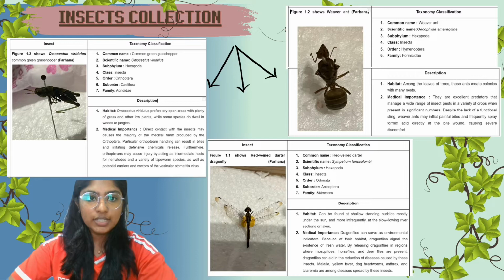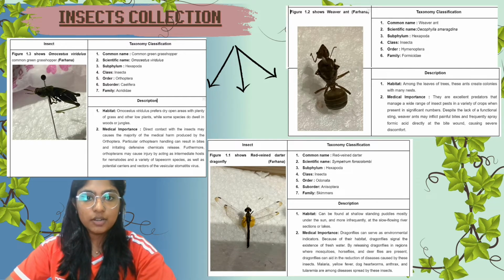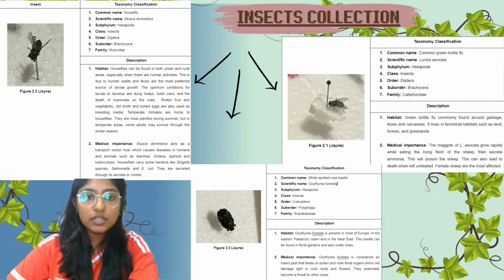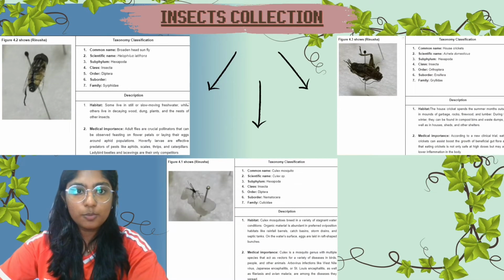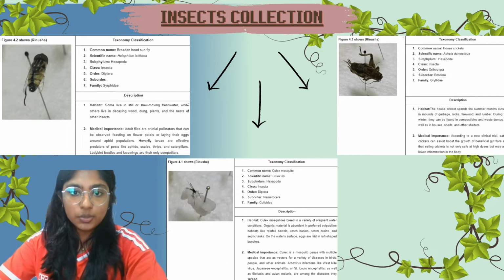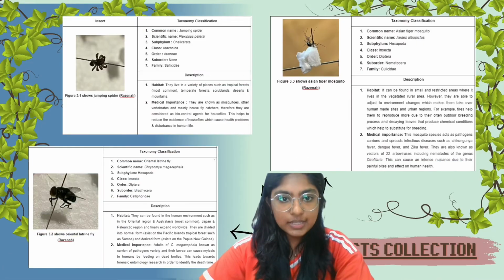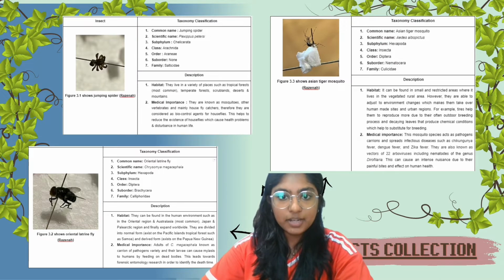First, Farhana got 3 insects, which are grasshopper, weaver ant and red-veined darter. She got all these insects under subphylum Hexapoda. Next, Jane's insect collection: she got housefly, blowfly and beetle, which is also under subphylum Hexapoda. Moving on to myself, I also got 3 insects, which are the broad-headed sunfly, Culex mosquito and crickets. Mine is also under subphylum Hexapoda. Lastly, Razina's insect collection: she got jumping spider, tiger mosquito and oriental latrine fly. Her collection goes under 1 Chelicerata and 2 Hexapoda.